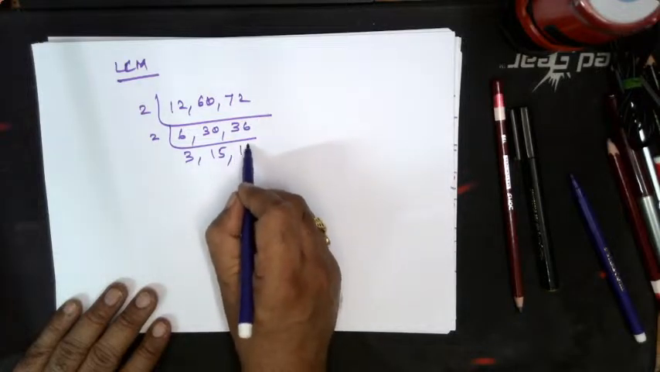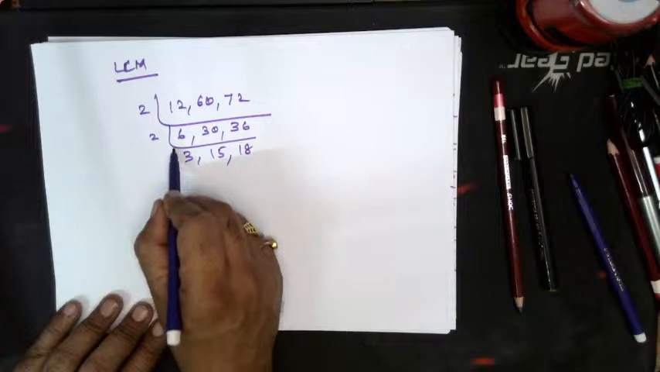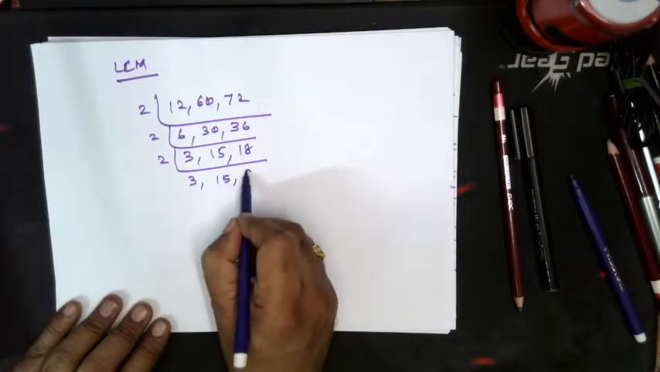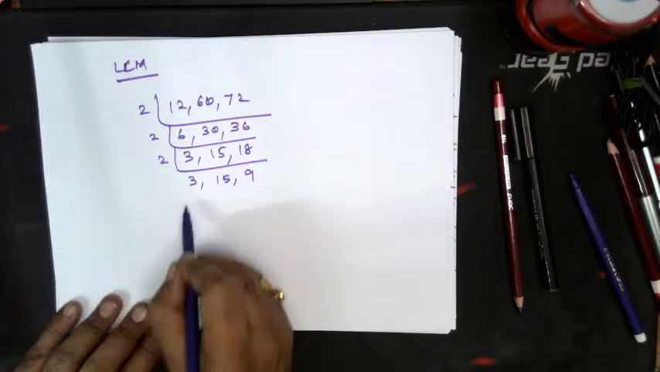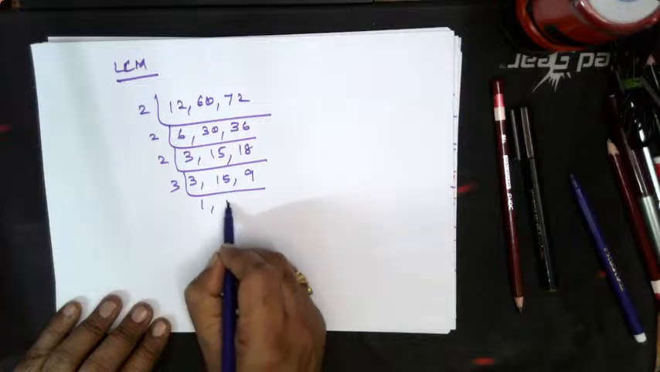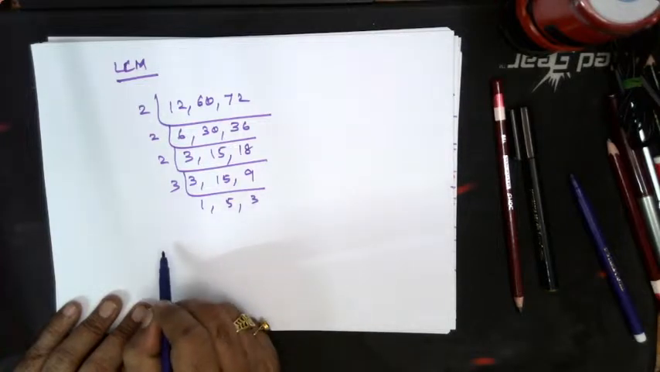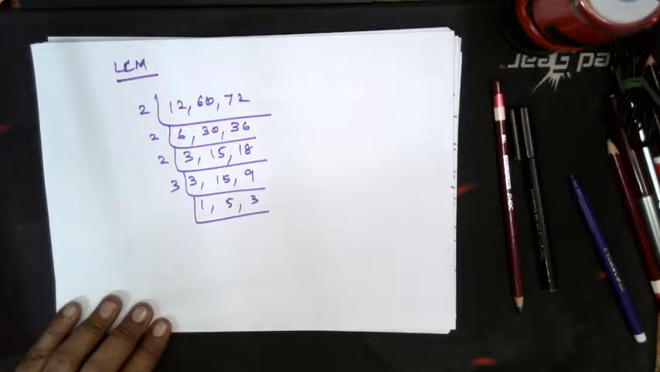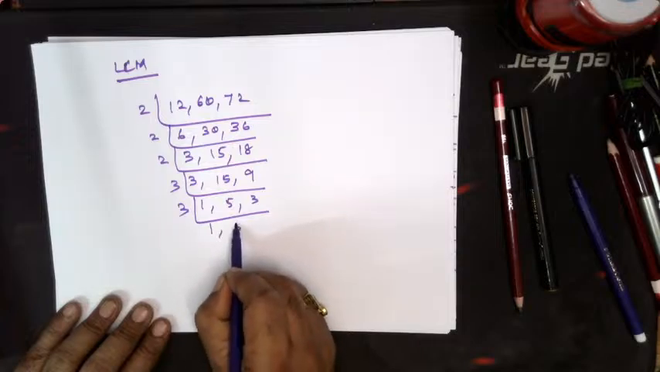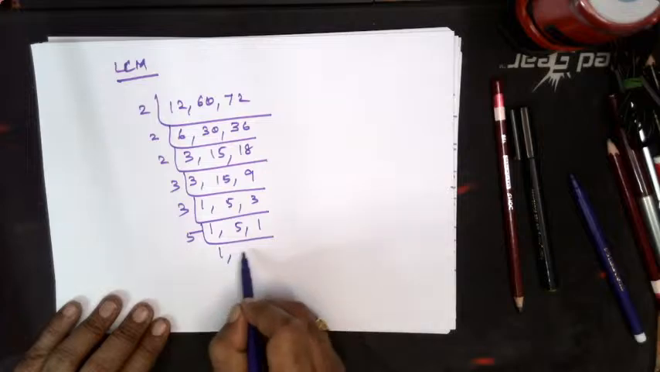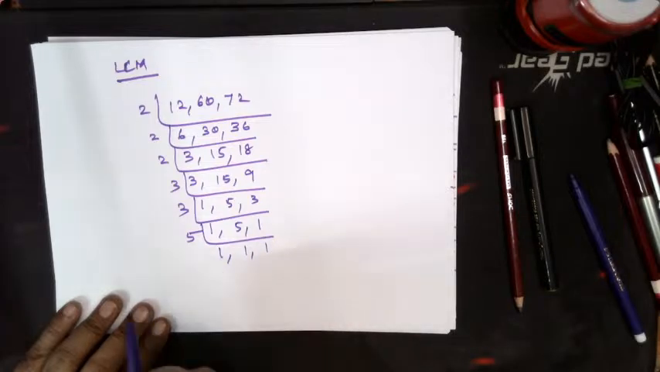And what about this? 18. Okay. Again 2. You retain this, but this becomes 9. Okay? And again you can divide by 3. So 1, 5, 3. Okay. So in that case, now you can once again divide. Okay. So retain 1, 5 and 1. And again by 5. So retain 1, 1, 1. So till you get 1, 1, 1.